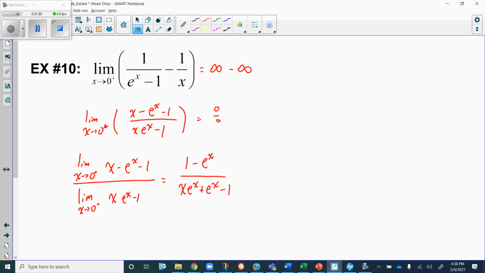Golly. I wish I could pause and rewind this thing, but I can't. So what did I mess up on? I'm still messing up on my common denominator. So that would be x times e to the x minus x. There we go. Golly. Minus x.